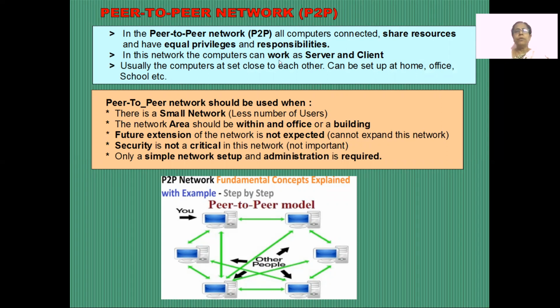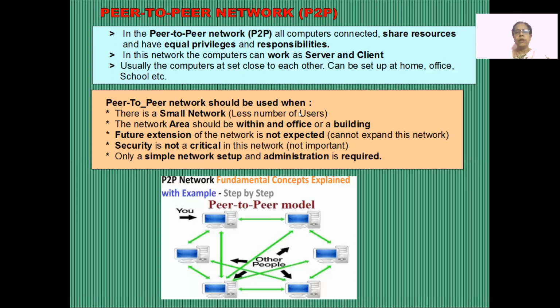In this network, the computers work as both server and client. In client-to-server, the server provides whatever application it wants you to use, but here you can act as a server, and you can take whatever applications you require, and you also act like a client. Usually the computers are set close to each other, and can be set up in homes, offices, and also in a school. You can have one single server with everybody using that single server, or each and everyone having a server, and then you can access any data from any of the computers.